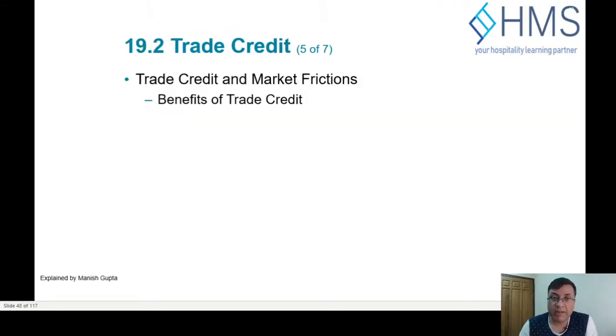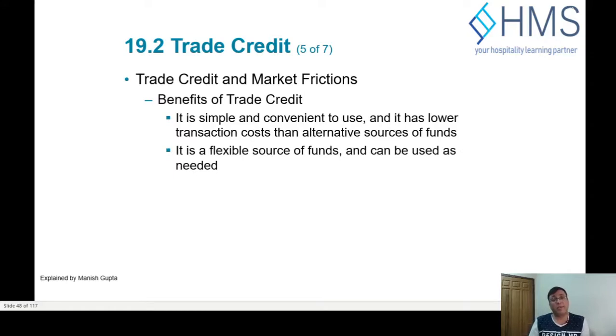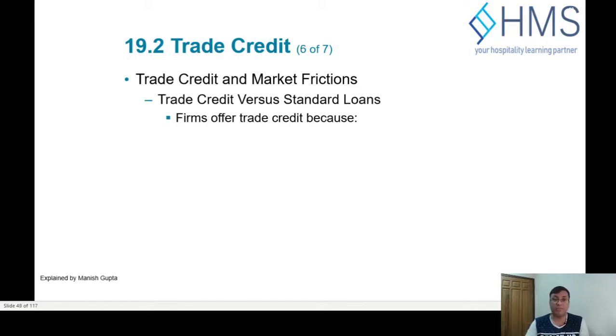The benefit of trade credit is that it's simple to use, there are low transaction costs, and it is an alternative source of funds. It's a flexible source of money that can be used when you need it. You don't have to use it; there is no force. You are using it only when you need it. Plus it gives funding to firms that are not able to go to the market or to the bank, so they have only this way to get funds.